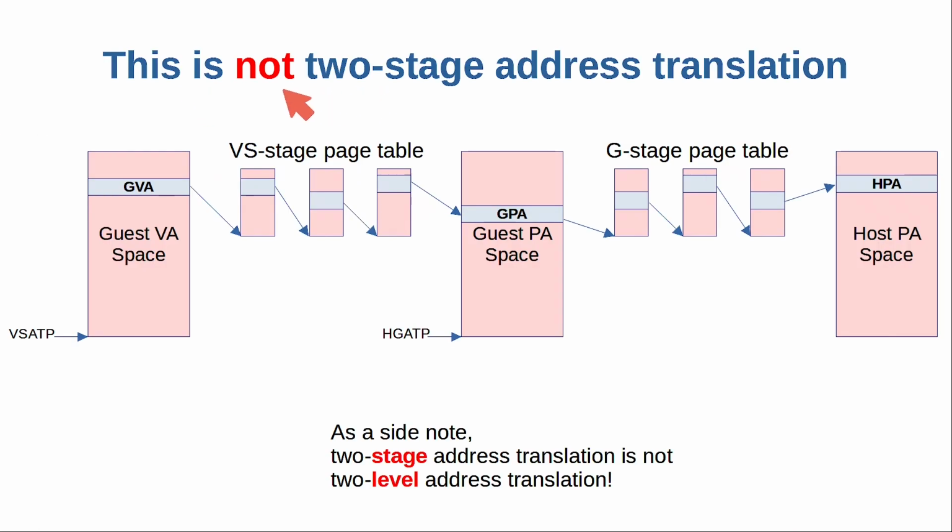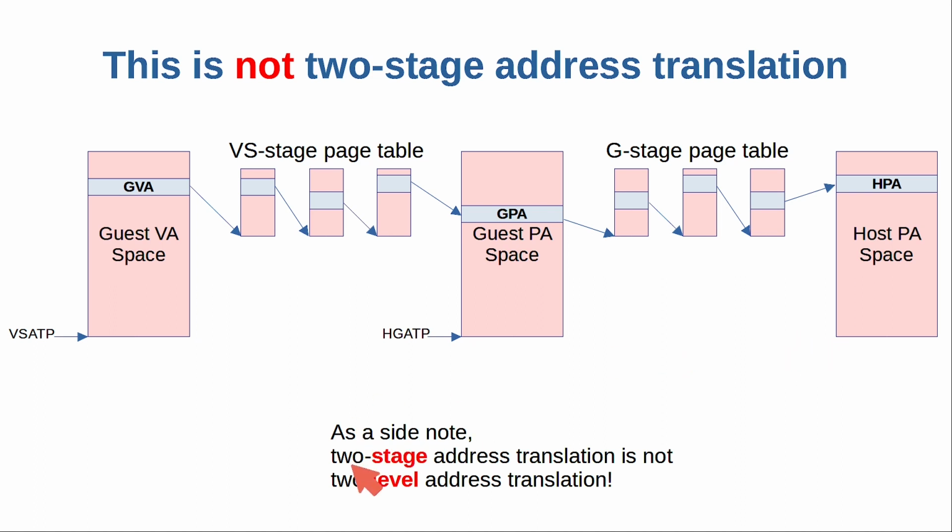Firstly, let's take a look at what is not a two-stage address translation. Many people have the misconception that in two-stage MMU, we would have two sets of page table, one in the VS stage to convert guest virtual address to guest physical address, and another set of page table in the G stage to convert guest physical address to host physical address. This is not a correct diagram for two-stage MMU. Later on, we'll see the correct diagram.